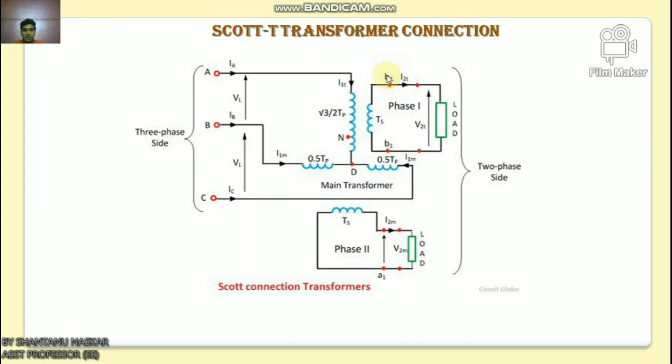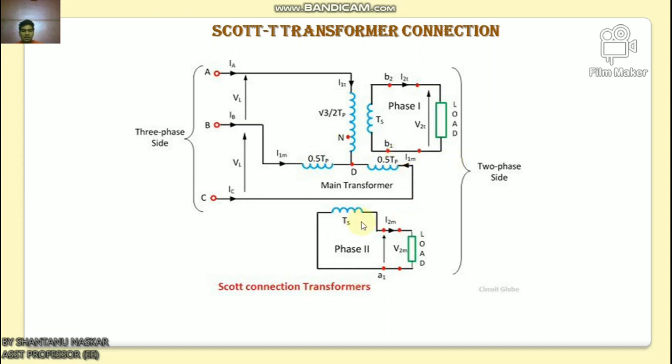Next I will discuss the Scott T transformer connection. The Scott T connection is a method of connecting two single phase transformers to perform 3-phase to 2-phase conversion, and also vice versa. The two transformers are connected electrically but not magnetically. One of the transformers is called the main transformer and the other is called the auxiliary or teaser transformer. Remember the teaser transformer.